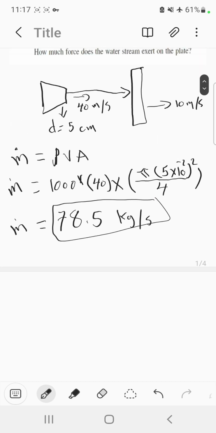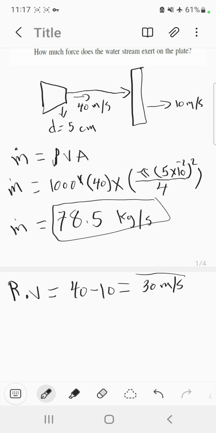And now we know that our relative velocity, VR, equal to, we have 40. After it hits the plate, it became 10. So our value after losing this one, we can say 40 minus 10 equal to 30 meter per second. Okay, so this is our relative velocity, which is VR also.